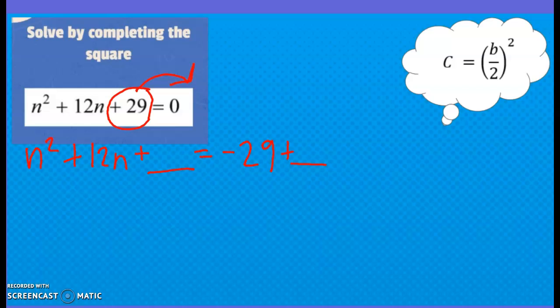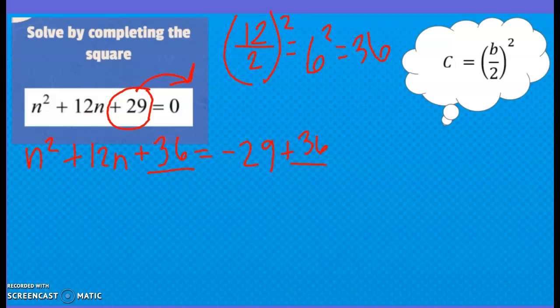So to find that C value that we're going to plug into both of those spaces, we're going to take our B value, which was 12. We're going to divide it by 2, and then we're going to square it. So 12 divided by 2 is 6. 6 squared is 36. So I'm going to plug 36 in here and here.